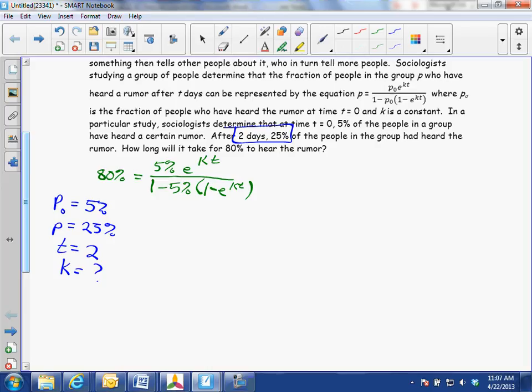Okay, so in this case, I would rewrite. P is going to be 25%. You don't have to rewrite, it's fine. P sub 0 is still 5%. We don't know what k is, but time is t, so I can say 2 times k, over 1 minus 5% (P sub 0) times 1 minus e to the kt, and t is 2. So we have 2 times k, which is what we don't know. So first we're looking for k.